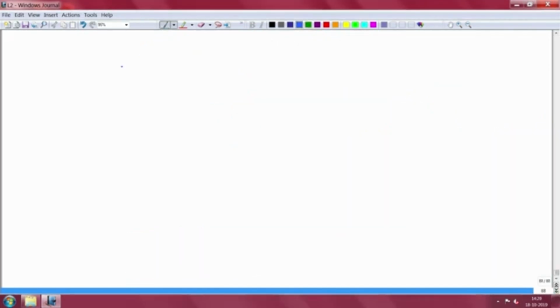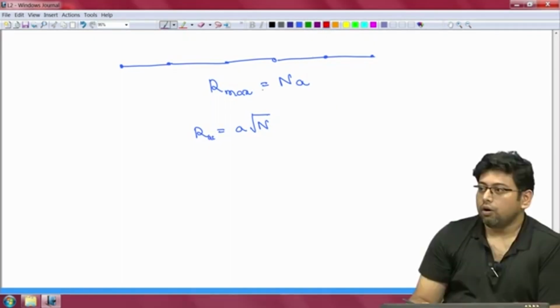So, I will just draw a linear polymer like this. If you had all the polymer molecules laid out next to each other, and I am just drawing a simple schematic, then this R max, so the maximum R, I will just use the capital R max in this case would have been n times A, but we just saw that the R actual is A times root over n. So, you can see that this is actually going to lead to a lot of difference, right.